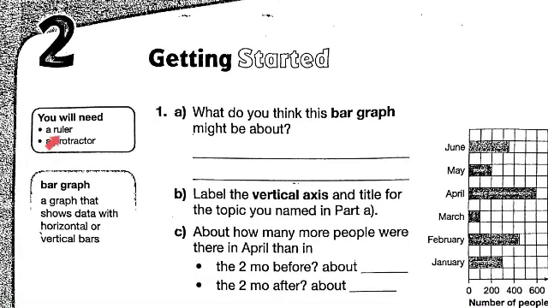So it says here on the side that you'll need a ruler and a protractor. You will definitely need a protractor. If you don't have one for this section, that's fine, but you will need it for upcoming sections. So if you have a protractor at home, by all means bring it. If you don't, we've got a few others, and we've got some that we can definitely makeshift to use as one. So it says here on the side, what do you think this bar graph might be about? So we're going to take a look at it.